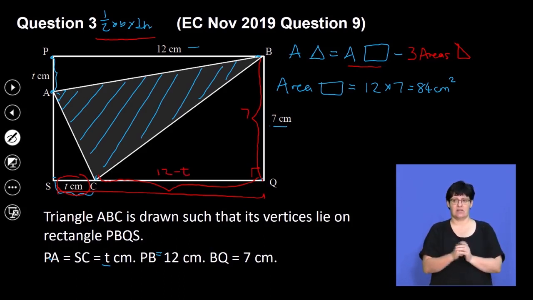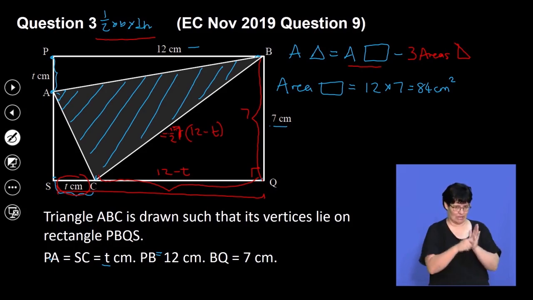So the area of this triangle is a half times 7 times 12 minus t. Sorry, that 7 came out a little bit funny. Don't know what happened there. Okay, so it's a half times 7 times 12 minus t.